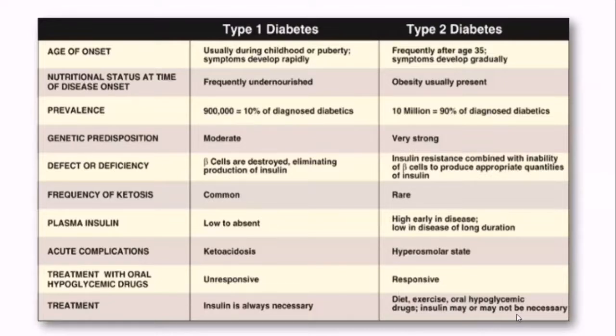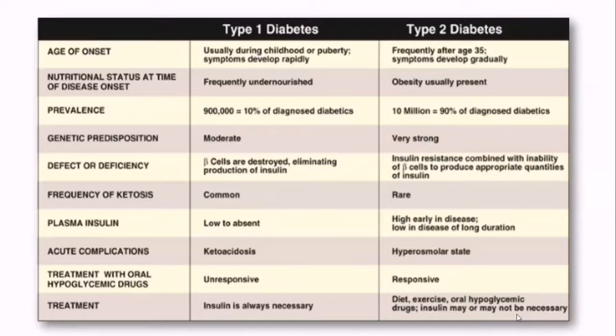As for prevalence, type 1 is only 10% of diabetics, whereas type 2 is the major share of diabetic patients. That is, 90% of the diagnosed diabetics are type 2 diabetics. And the genetic predisposition is moderate in type 1 diabetes, whereas it is very strong in type 2 diabetes.